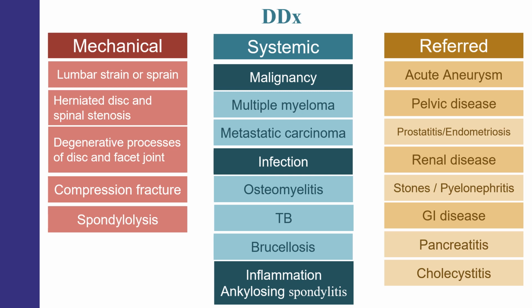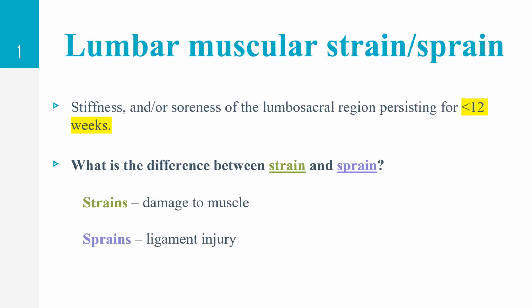So next we'll see the three most important and frequent cases we see. Number one is the lumbar muscular strain or sprain. There will be stiffness and there will be localized tenderness. Usually there will be no radicular pain.